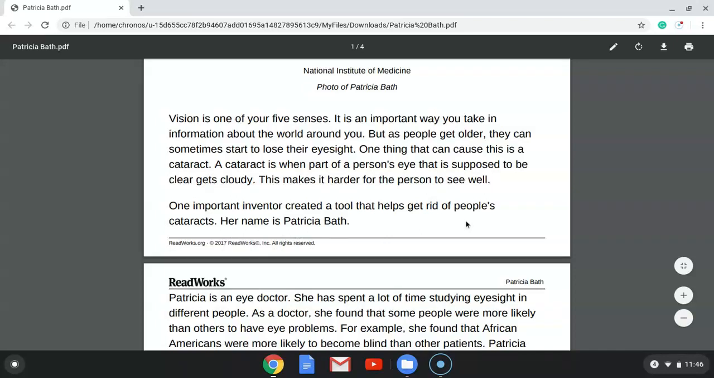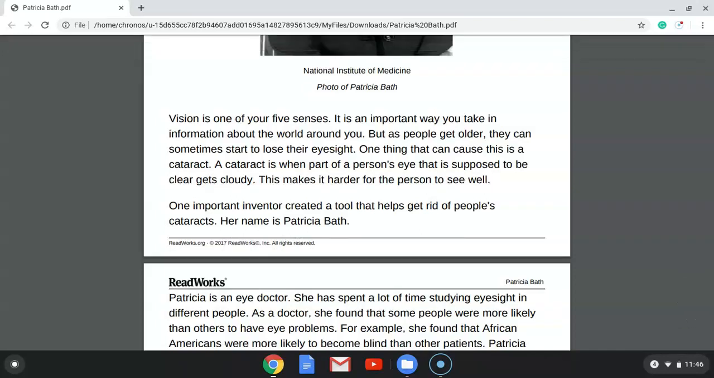I have a question. Who invented the tool that helps get rid of people's cataracts? What is her name? Her name is Patricia Bath. If that's what you said, give yourself a pat on the back.